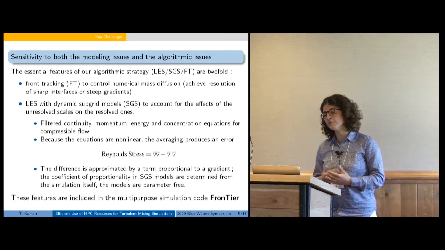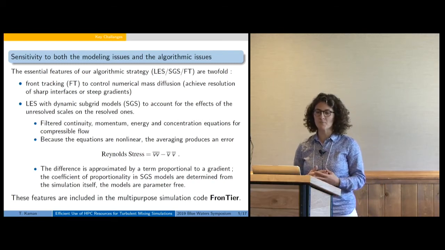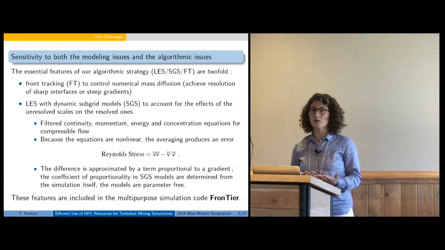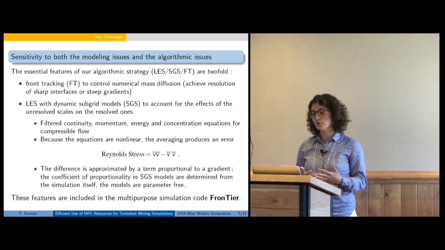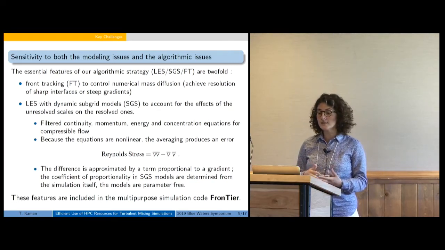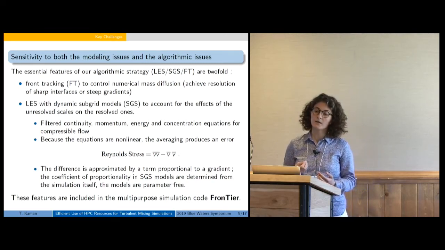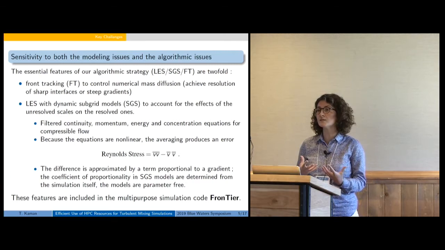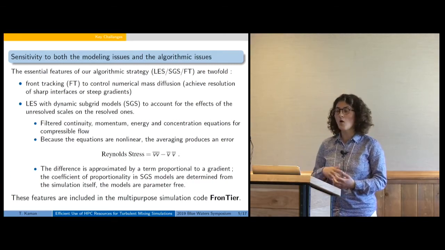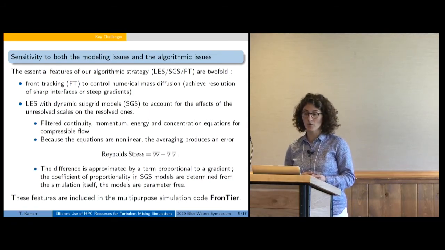If I'm at math conferences, I normally show subgrid scale models, but I'm not going to show them, since they are extremely complicated, but the idea behind them is extremely simple. The equations that I'm talking about are nonlinear, so the averaging produces an error. The average of the product and the product of the average have a difference. This difference is approximated as proportional to a gradient, and the key idea is to find the constant, which comes from the SGS coefficients, and we obtain this from the simulations. All these features that I presented are implemented in our multi-phase simulation code called FronTier.